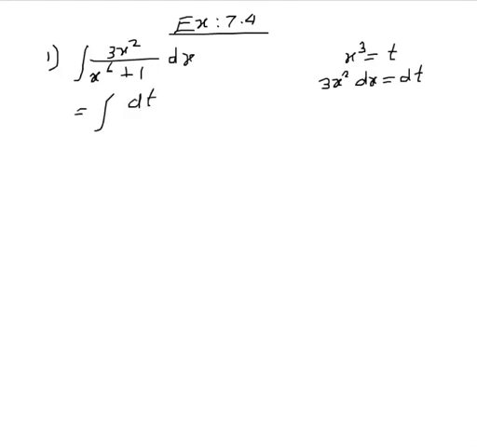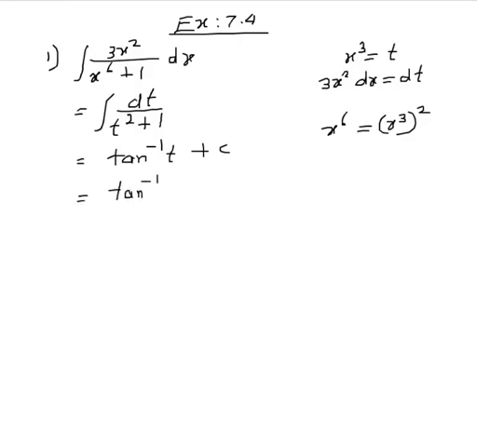So the numerator becomes dt. The denominator x power 6 can be written as x cubed the whole square, which becomes t squared. Now we can apply that third formula, which is tan inverse of t. 1 by a is 1 here. And substitute for t. T is x cube. So the answer is tan inverse of x cube plus c. Now the second question.